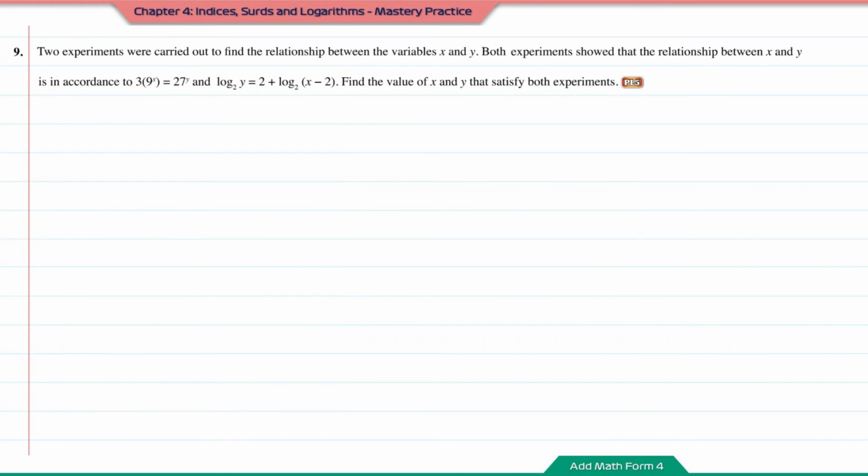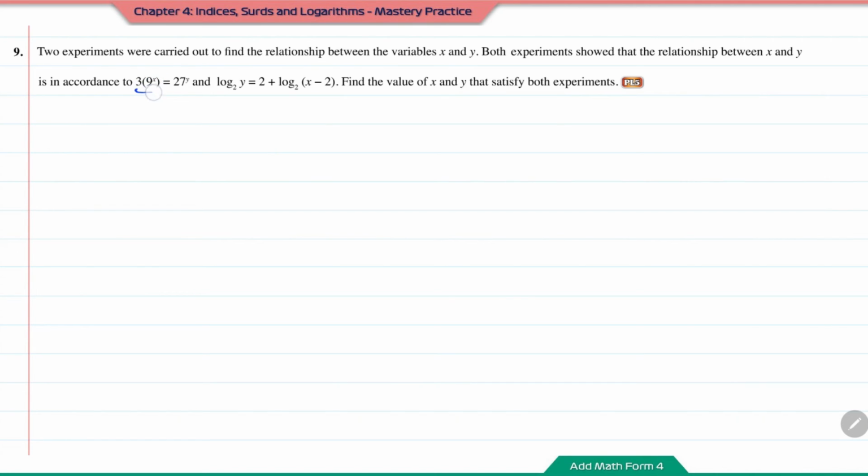Question number 9. 2 experiments were carried out to find the relationship between the variables x and y. Both experiments show that the relationship between x and y is in accordance with 3 times 9 to the power of x equal to 27 to the power of y, and log base 2 of y equal to 2 plus log base 2 of x minus 2. Find the value of x and y that satisfies both equations. So here we have 2 variables, x and y. To solve this, we're going to form 2 equations. Then later on, we're going to solve it using the method of simultaneous equations.